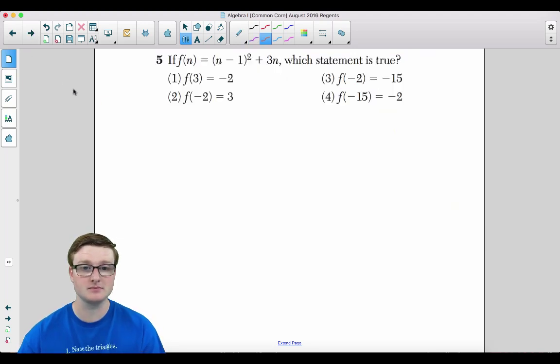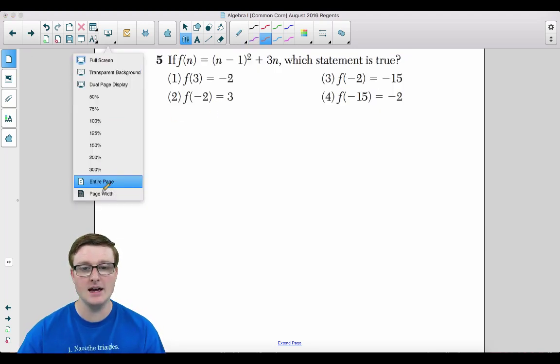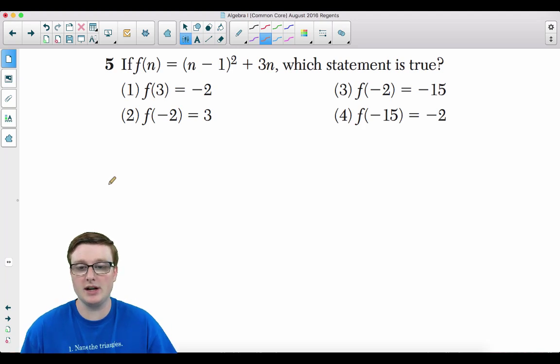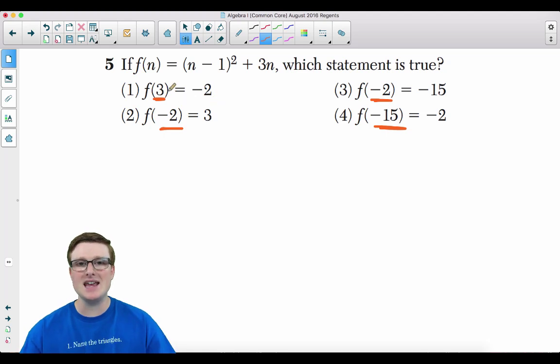All right, moving on. Number 5, if f of n is equal to (n minus 1) squared plus 3n, which statement is true? So we are given really 3 x values to plug into this. So basically it's saying if you input 3, negative 2, or negative 15, would the outcome be one of these numbers? All right, let's figure it out.